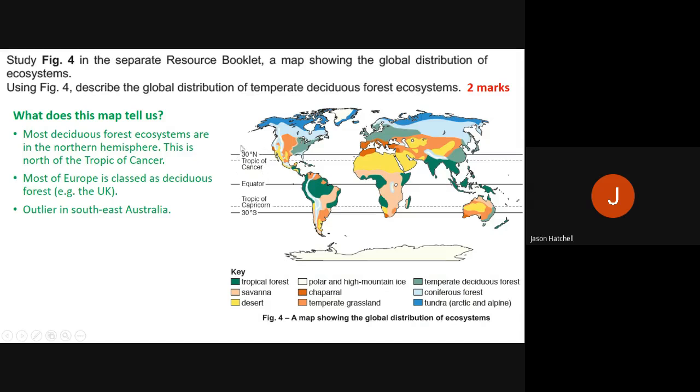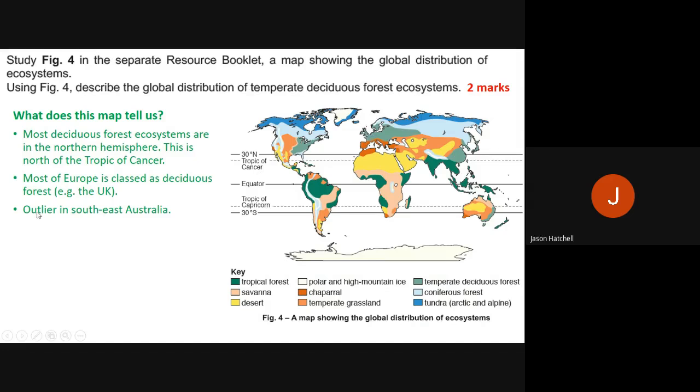Now, you might be thinking, why have I picked that out? Because if we're given a map with lines of latitude, like Tropic of Cancer, Equator, and Tropic of Capricorn on, we are going to use them. All right, they're given to us for a reason, so use them. Most of Europe is classified as deciduous forest, as we said earlier, like the UK.